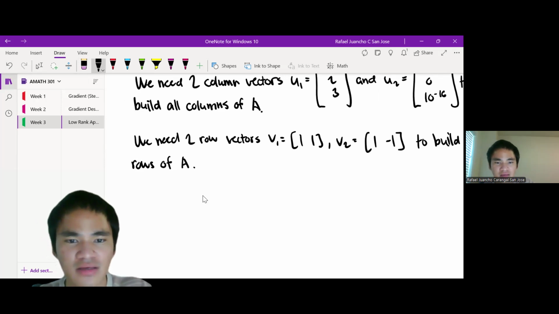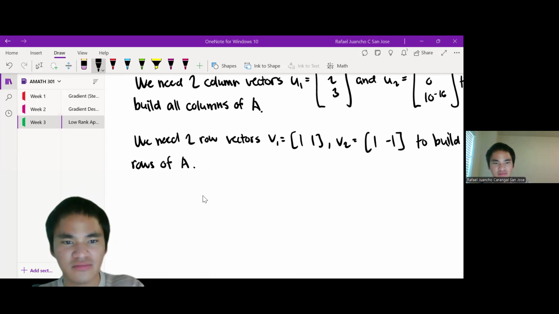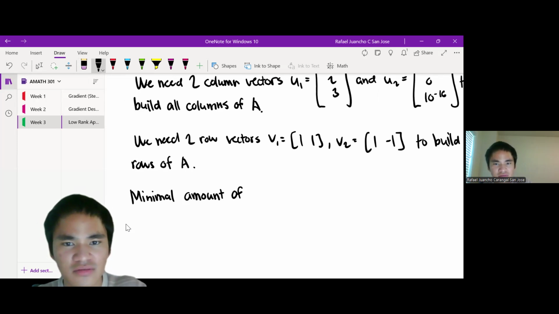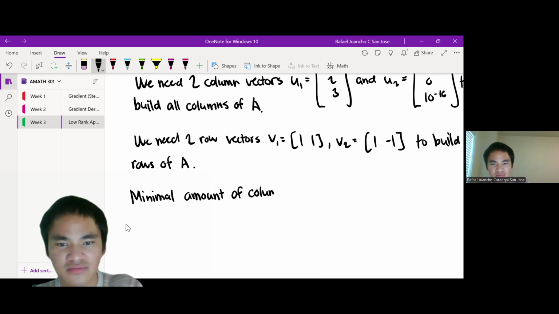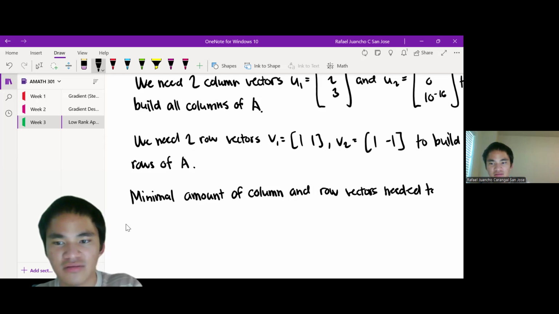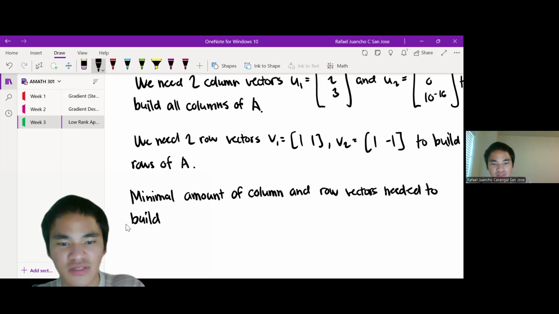Right? And then further, the minimal amount of row vectors, or column and row vectors, that are needed to build this matrix A is called its rank. So the rank of A.